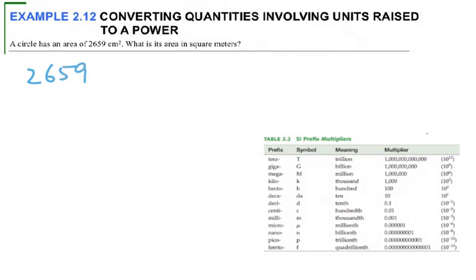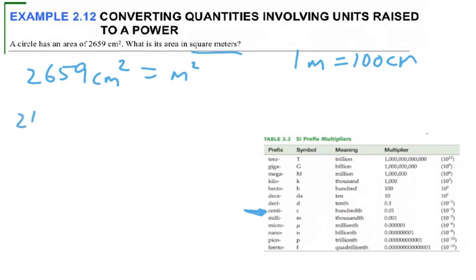2,659. Now notice it's centimeters squared. Area is always in square units. So they're asking you to change this to square meters. If you recall, the conversion factor from centimeters to meters: in 1 meter, there are 100 centimeters.